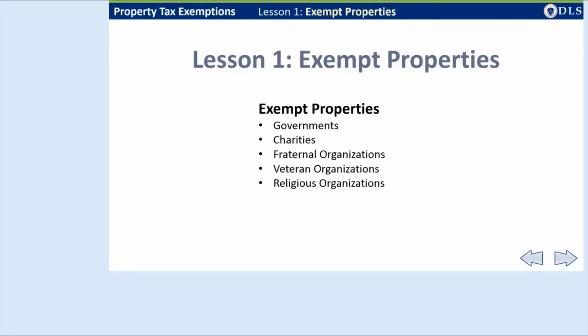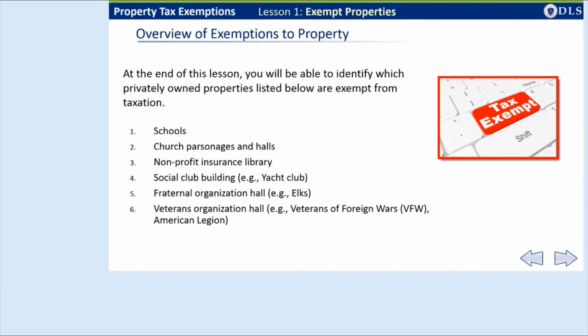Now, let's review exemptions to property. In a later lesson, we'll learn how a person may be fully or partially exempt from property taxes. At the end of this lesson, you will be able to identify whether the listed properties are taxable or exempt.